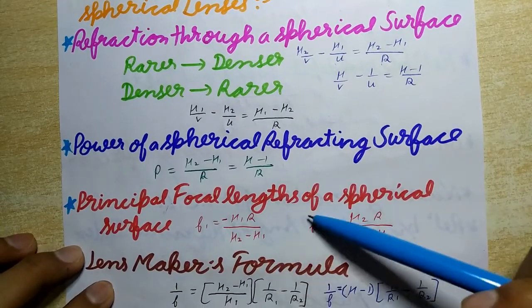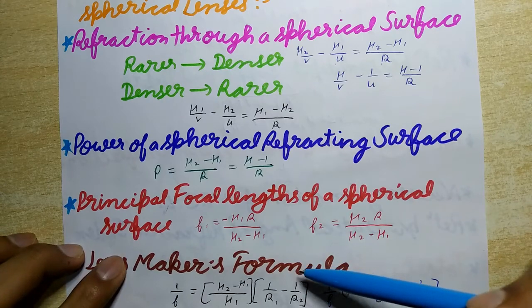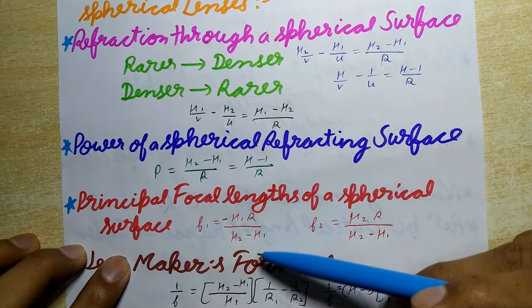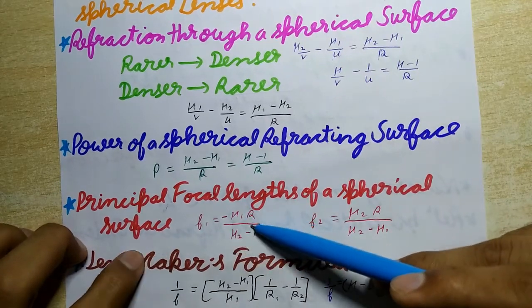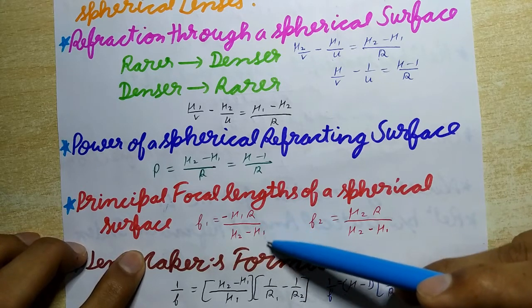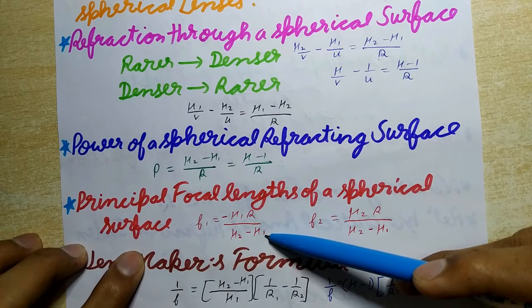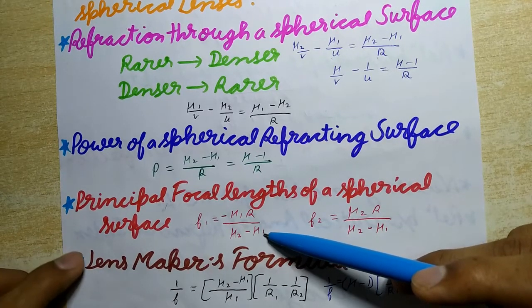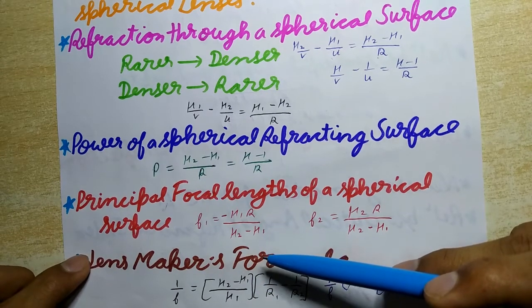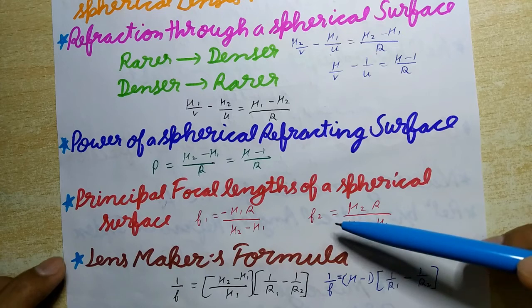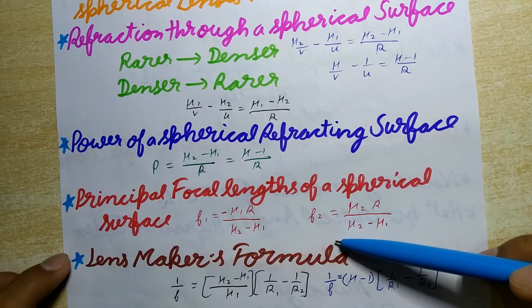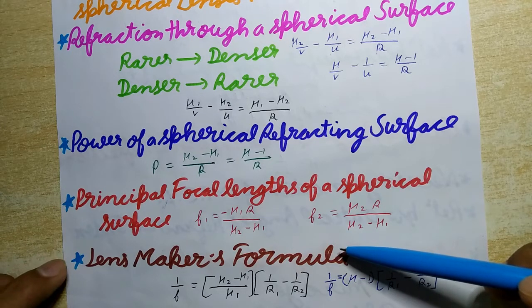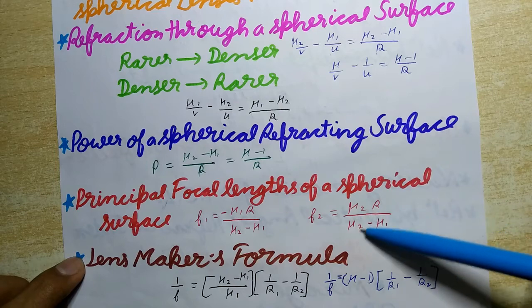Now next is principal focal length of a spherical surface. First principal focal length, its formula is f1 equals minus mu1 R upon mu2 minus mu1. It is the distance of a point from the pole of a surface at which, if an object is placed, the image is formed at infinity. Next, second principal focal length. It is the distance of a point from the pole of the surface at which the image of an object at infinity is formed. So f2 will be equals to mu2 R upon mu2 minus mu1.